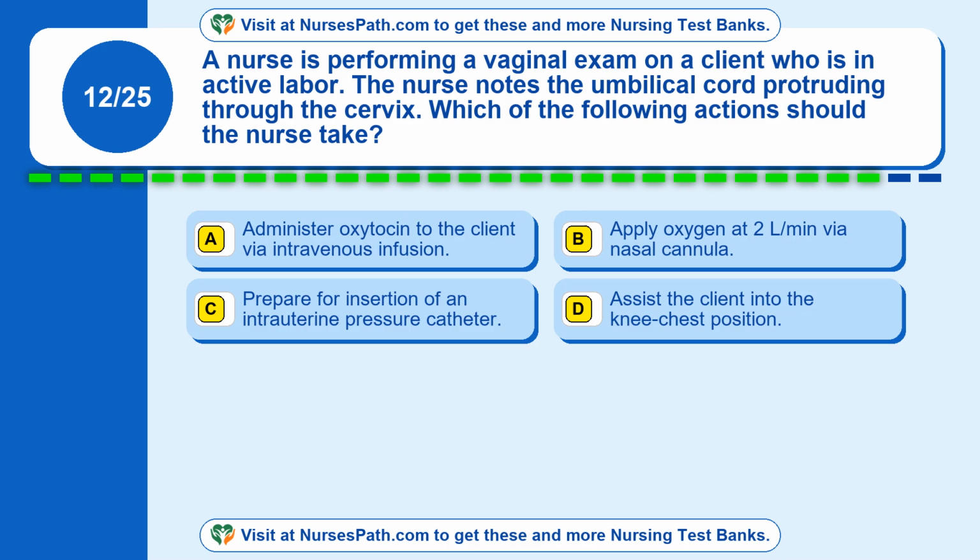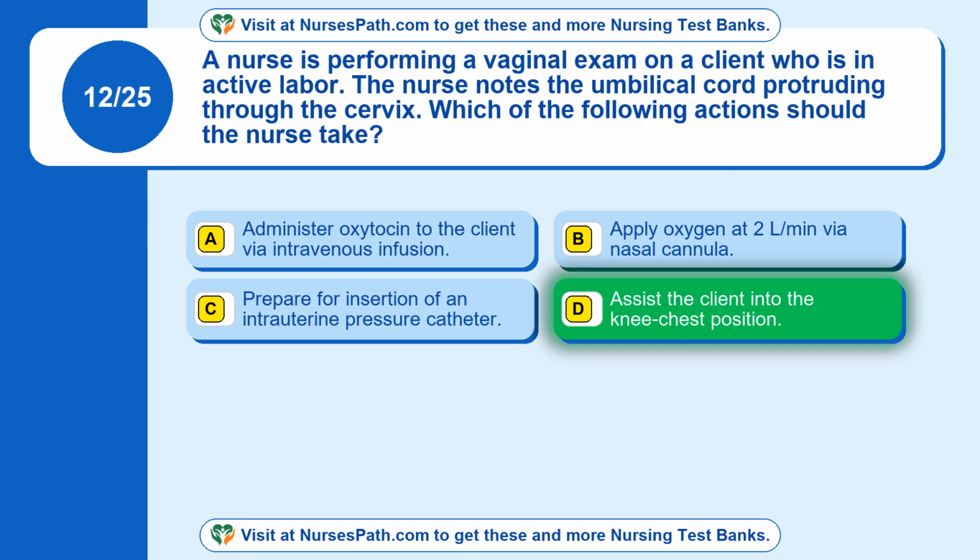A nurse is performing a vaginal exam on a client who is in active labor. The nurse notes the umbilical cord protruding through the cervix. Which of the following actions should the nurse take? Option A. Administer oxytocin to the client via intravenous infusion. Option B. Apply oxygen at 2L/min via nasal cannula. Option C. Prepare for insertion of an intrauterine pressure catheter. Option D. Assist the client into the knee-chest position. The correct answer is option D. Assist the client into the knee-chest position.